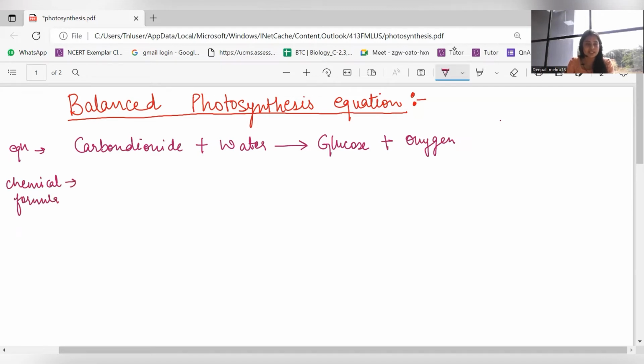Chemical formula of carbon dioxide is CO2 plus water का H2O and glucose is C6H12O6 plus oxygen का O2. Right? अब हमें बात करनी है balanced equation.